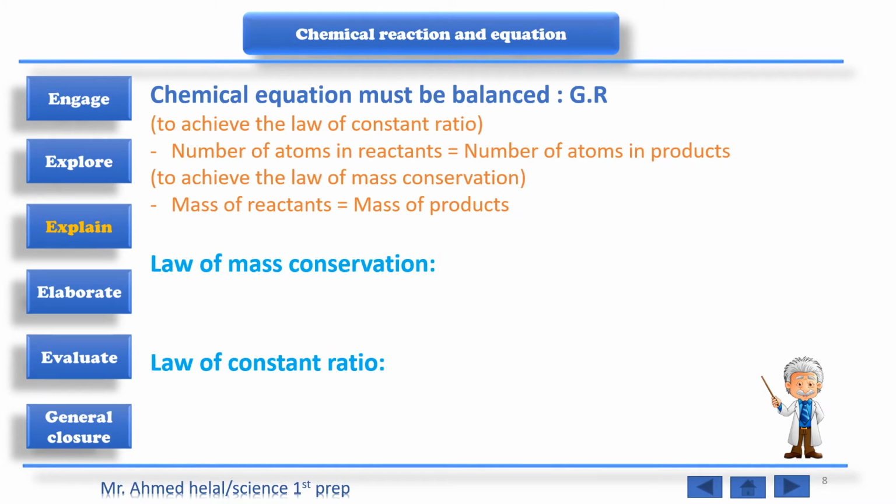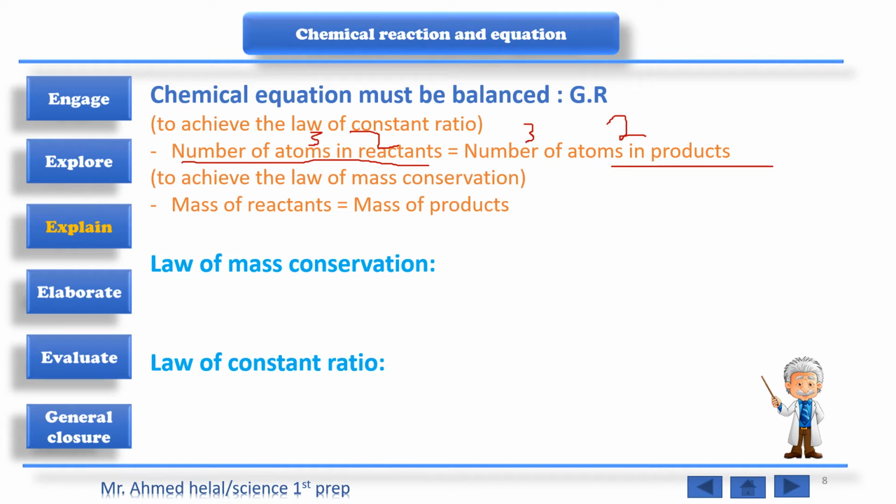Chemical equation must be balanced. Why? To achieve two laws. The first is the law of constant ratio. That means the number of atoms in reactants must equal the number of atoms in products. Here, if you have 2 atoms of oxygen, here it must be 2 atoms of oxygen. 3 atoms of carbon, for example, here you must have 3 atoms of carbon.